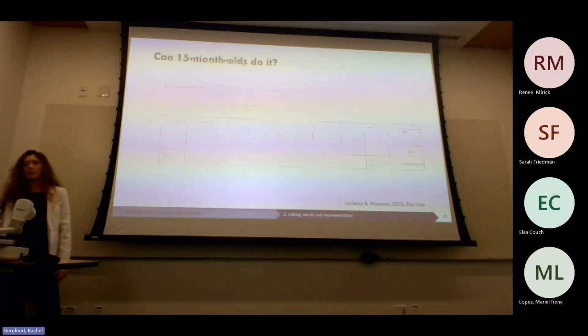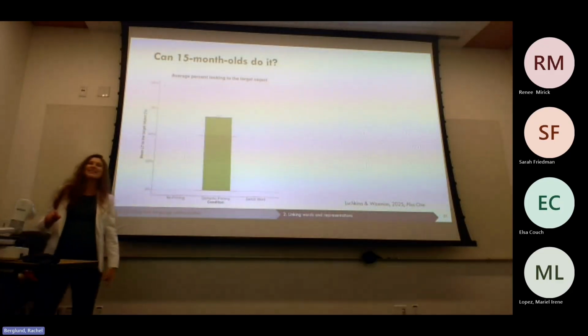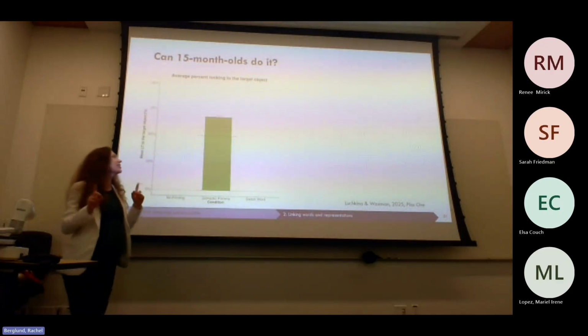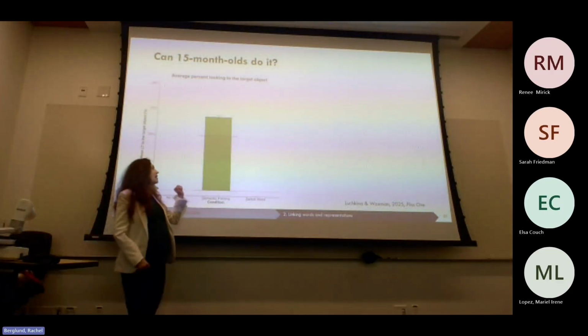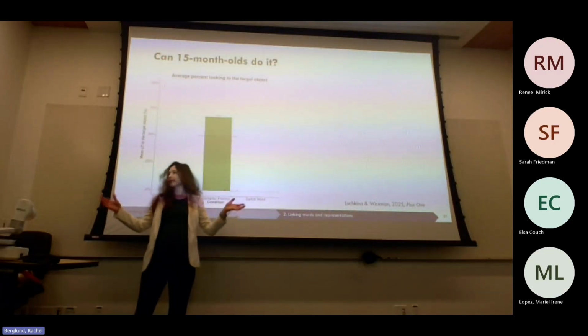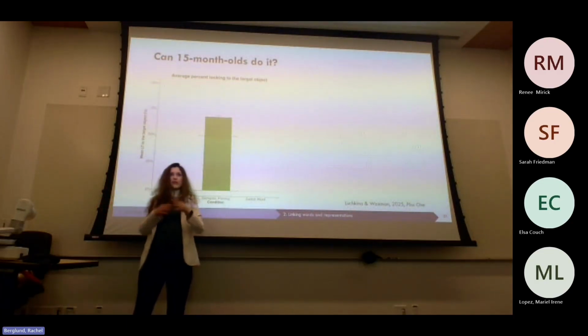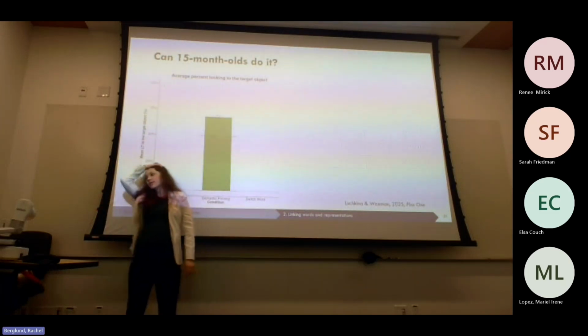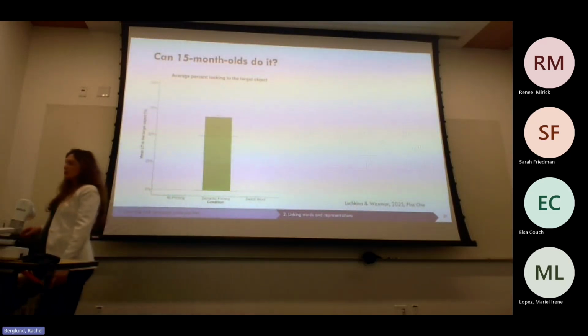So we were not always about fruits. Okay, so what do we find? Can 15-month-olds do it? Totally. Hey, they can do that. So they actually look to the correct object substantially more than chance. Chance would be 50% when they just don't know where to look. So 50% of each. So that's amazing news.